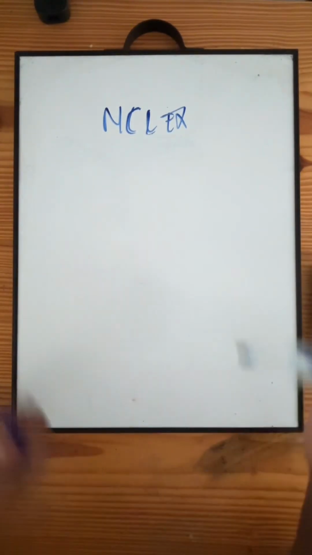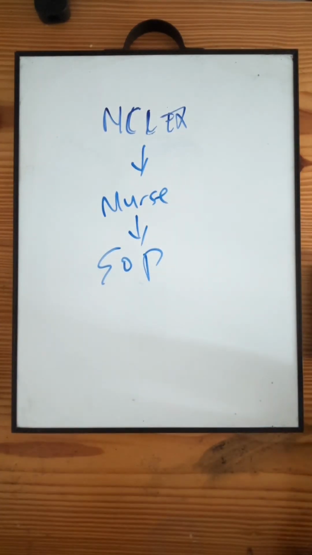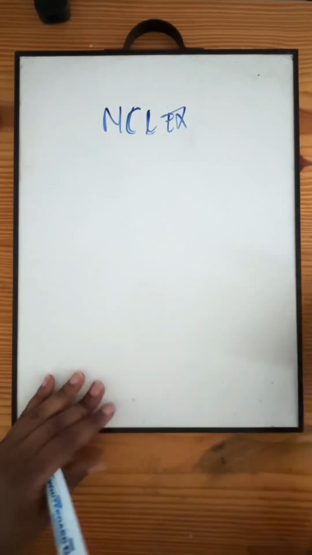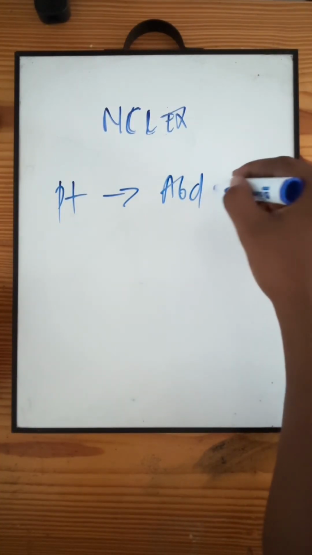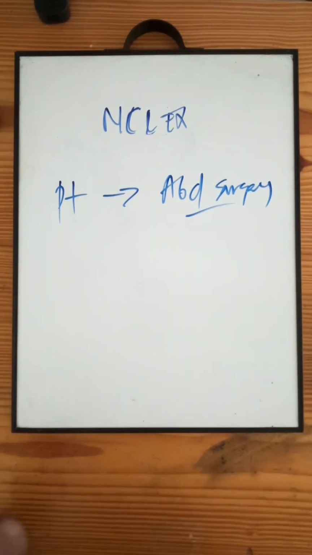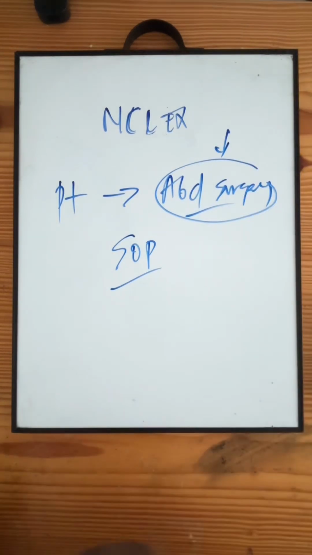Remember, the NCLEX is testing you as a nurse. So you need to know your scope of practice in each question. Now, let me give you a scenario. A patient is being prepared for abdominal surgery. What I see a lot of students do is start thinking about the abdominal surgery. Oh, what should I remember about abdominal surgery? What did they teach me in school about abdominal surgery? Whereas in reality, your scope of practice will not allow you to think about anything related to abdominal surgery.